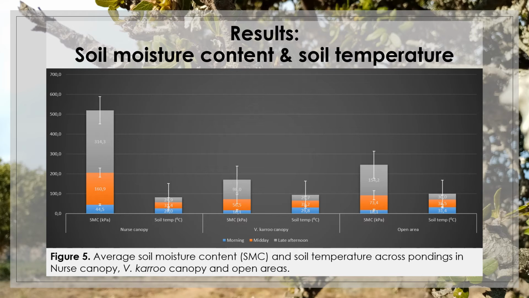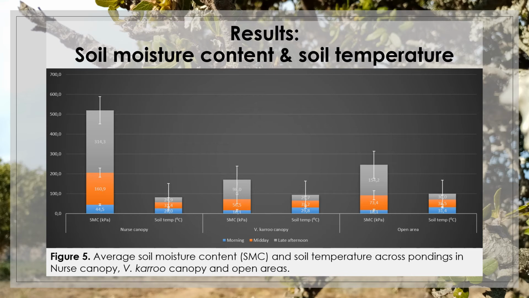Now, with the pondings underneath the Vachellia karroo canopy, you can see that they had the lowest average soil moisture content while having the second highest average soil temperatures. A possible explanation for this is that Vachellia karroo as a species is a highly competitive pioneer species, so it ends up competing with the spekboom cuttings for water and other resources, which probably explains why the soil moisture content is relatively lower.